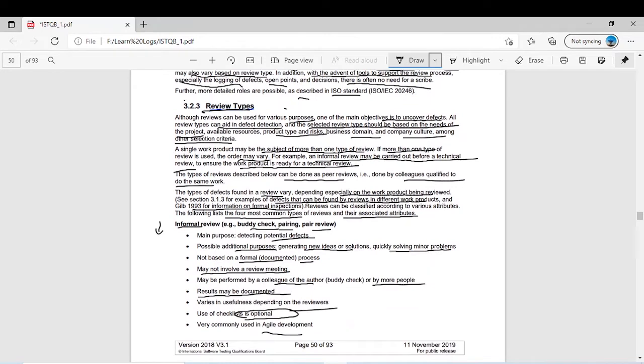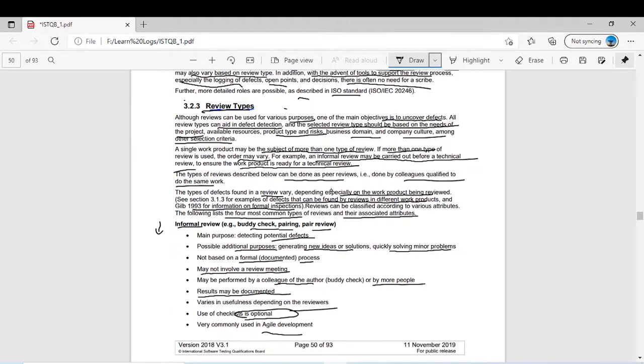All these steps are followed in a totally formal review, that is called an inspection in this ISTQB foundation level. We will see. All those steps must be followed during a formal review. But an informal review is normally a discussion with your colleague. Main purpose: detecting potential defects. Possible additional purposes could be generating new ideas or solutions, quickly solving minor problems. Based on a non-formal or undocumented process, it may not even involve a review meeting.